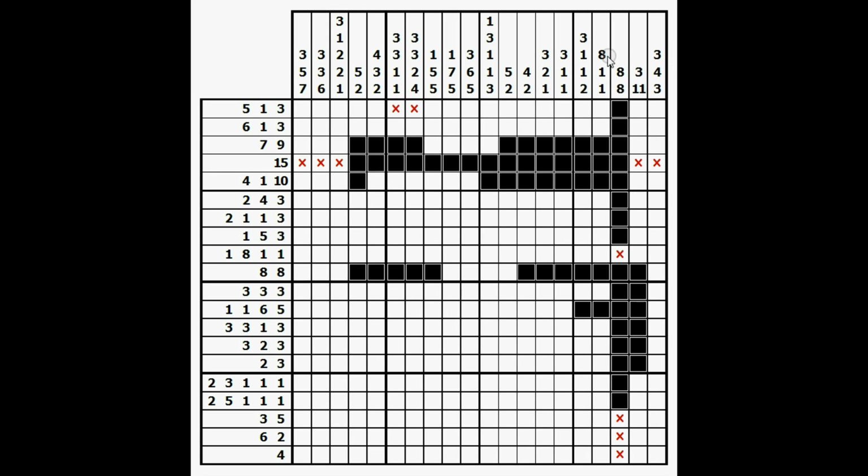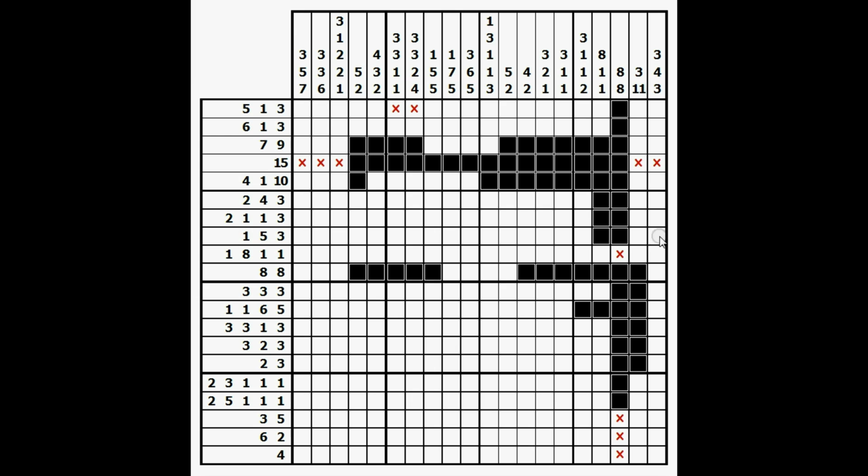Right here our top number is 8. So we know that this has to be part of the 8. So the furthest down it could go is 1, 2, 3, 4, 5, 6, 7, 8. Now we don't know for sure. Those could be X's or this could be an X. We don't know.